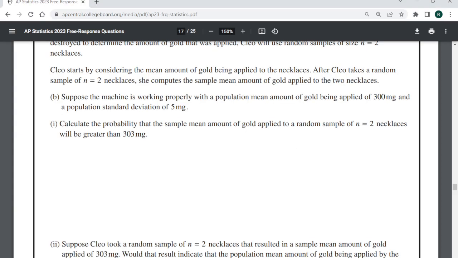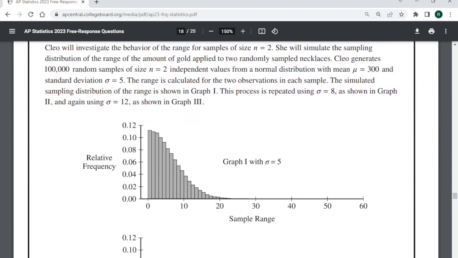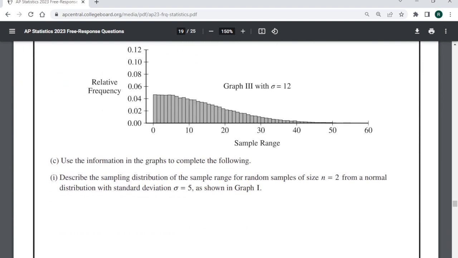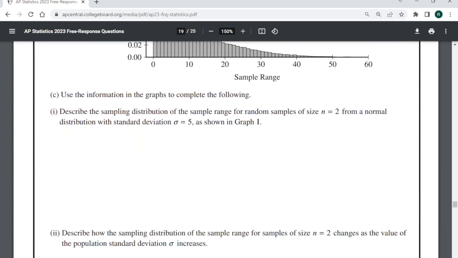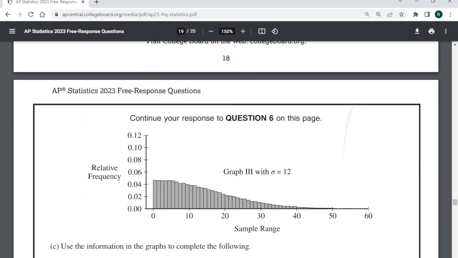Then it said, let's talk about the range. Capturing the range, and it had all these different graphs of ranges that we're about to compare. But first, they asked you to just compare the standard deviation of 5. So just talk about and describe the distribution in graph 1. Then it talks about what happens in graphs 2 and 3 as standard deviation goes up.